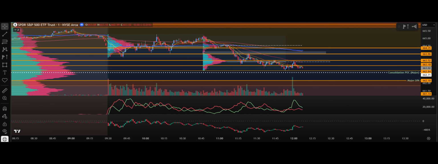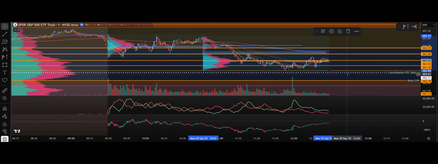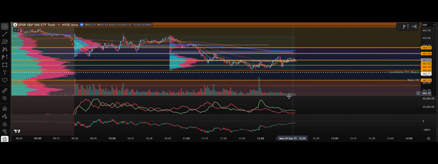Right, so we do get a little bit of rejection off that point of control and low volume node, and it does continue our bearish market structure, making lower highs. I do believe there was a little bit of a pullback and then consolidation a little bit. Let's go ahead and pull that out. And then we see a lower high come over here.